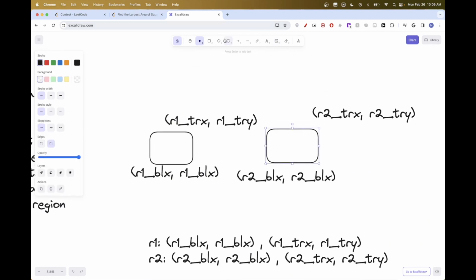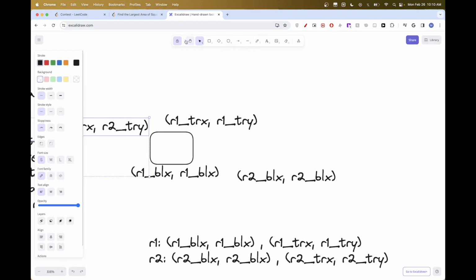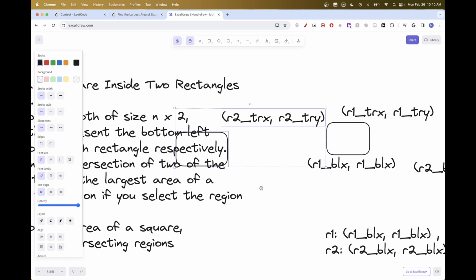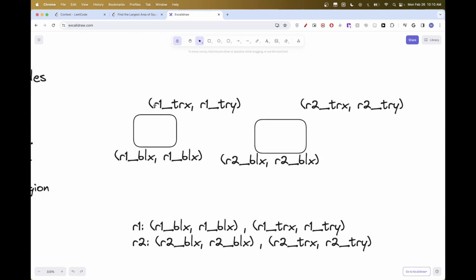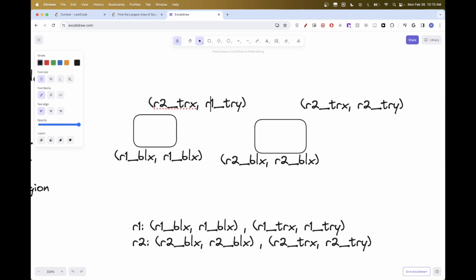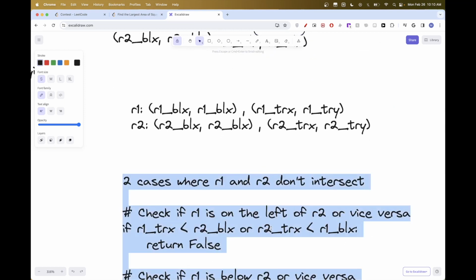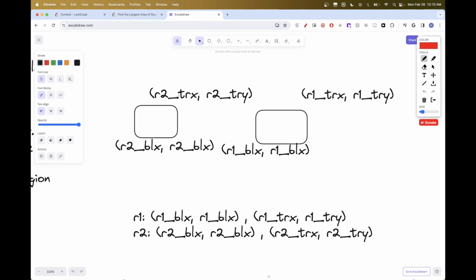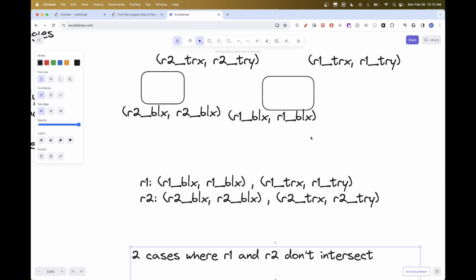Or the other case is the exact same thing, except maybe this actually is to the left. Sorry about that. If we just switch the order and make this R2, and make this R1, then it's a similar check except the names are reversed. So we check the X here, which is R2 TRX, is smaller than R1 BLX, right? Just the reverse condition. And if that's the case, that means one of them is to the left of the other.